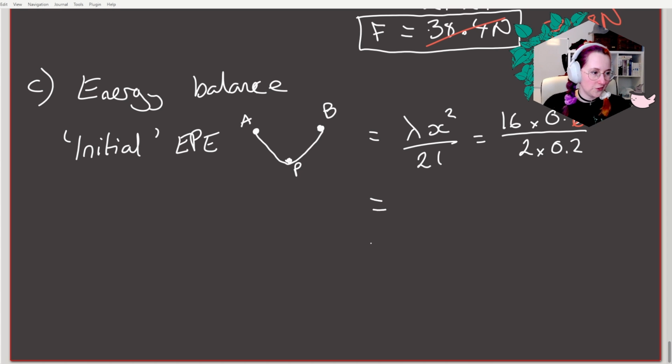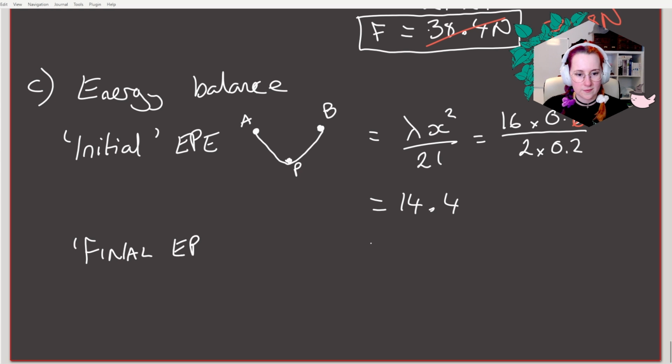So that gives us all of my answers that I had written down wrong, so we'll do it by hand. 16 times 0.6 squared over 2 times 0.2 gives us 14.4. And then our final EPE is going to be when it's at rest again, so here. This one is going to be 16.